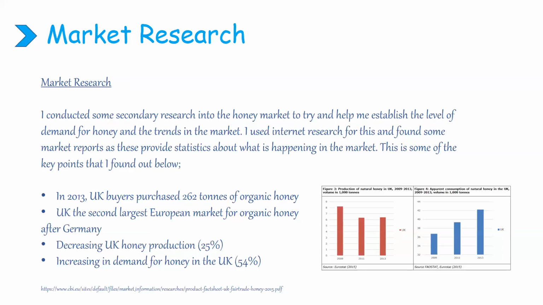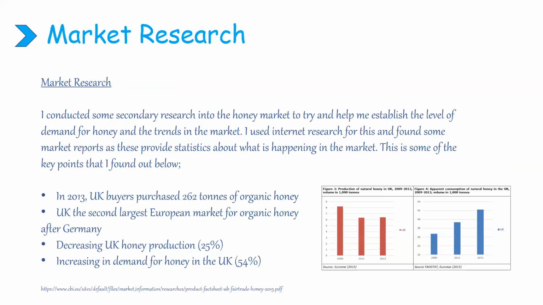And here's some of the key points. Now, notice what I've done. I've just summarized. This does not require you to do literally, you just pick out key points. So I picked out that in 2013, UK buyers purchased 262 tons of organic honey. Great stat. Yeah, that's good for my business because it means people are buying it. The UK is the second largest European market for honey after Germany. Again, great stat for my business. I could also argue maybe I should translate my website into German because obviously German is the most popular. So that could be one of the conclusions you draw from this.